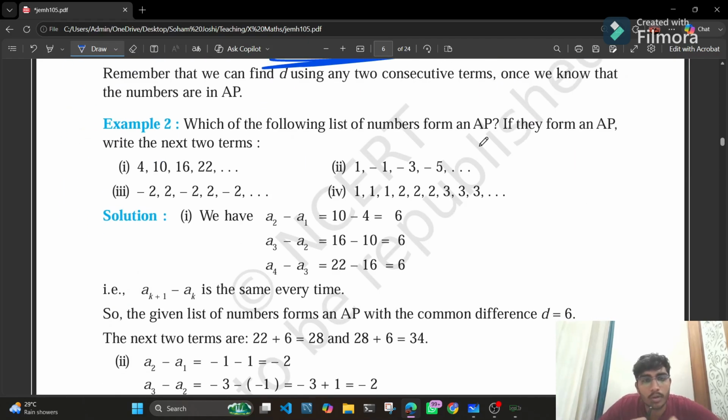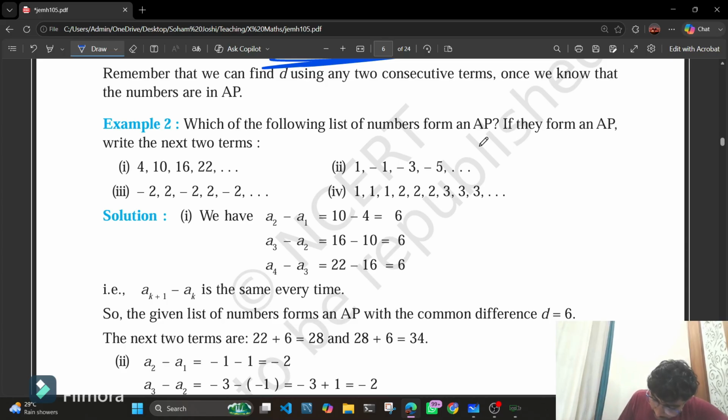Now, example 2 is: which of the following lists of numbers form an AP, and if they form an AP, write the next two terms. To check whether the given list of numbers forms an AP, we need to check the common difference for all the terms. If the common difference is constant, then yes, they form an AP. If it is not, then obviously it does not form an AP.